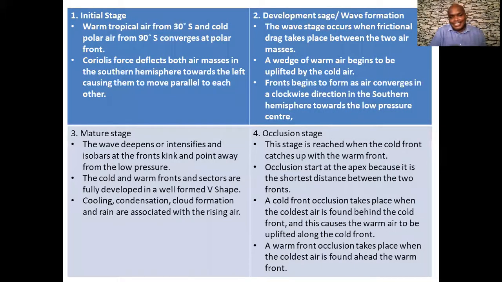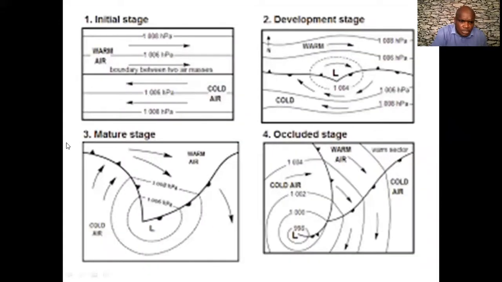Then what follows next is the third stage. This stage is the matured stage. At this stage, the wave deepens or intensifies, and isobars at the front kink and point away from the low pressure. The cold front and the warm front and the sectors are fully developed in a well-formed V shape. If you have a look at this diagram, this is the mature stage.